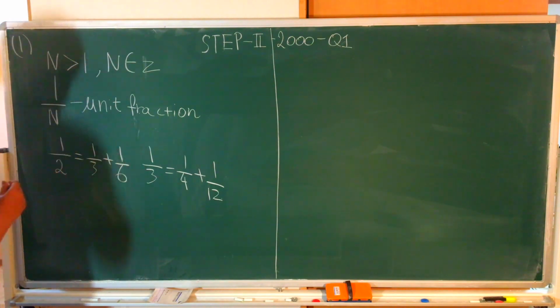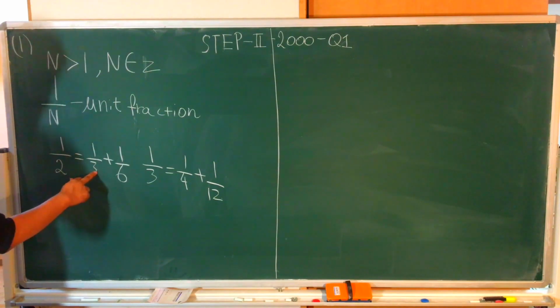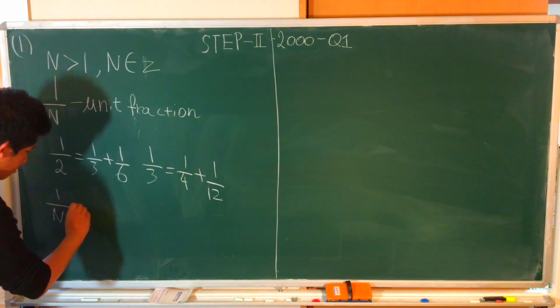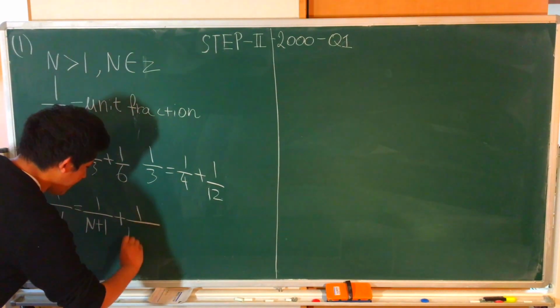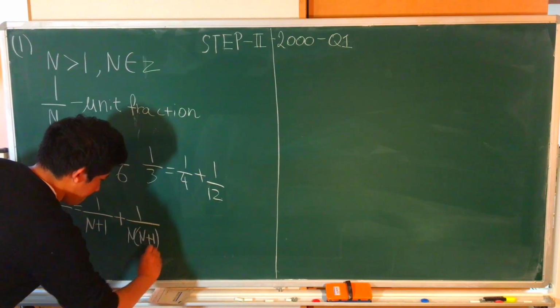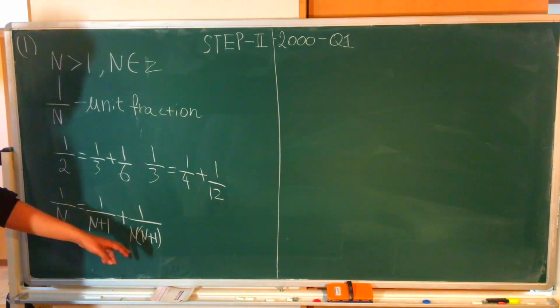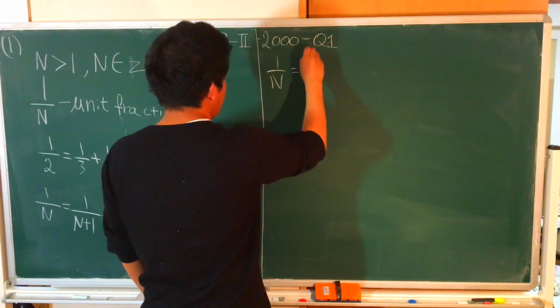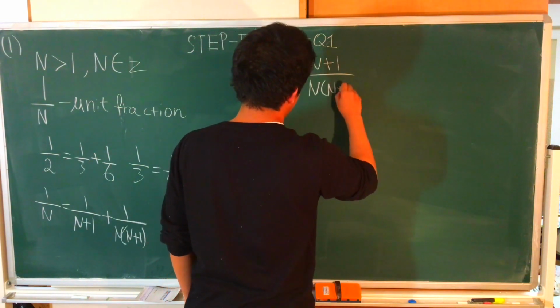So my first guess will be that there is a difference between these two numbers, and if we multiply these two numbers, we're going to get the third. So okay, it may be 1 by n equals 1 by n plus 1 plus 1 by n times n plus 1. So we multiply it out. Yes, so 1 by n equals n plus 1 by n times n plus 1.